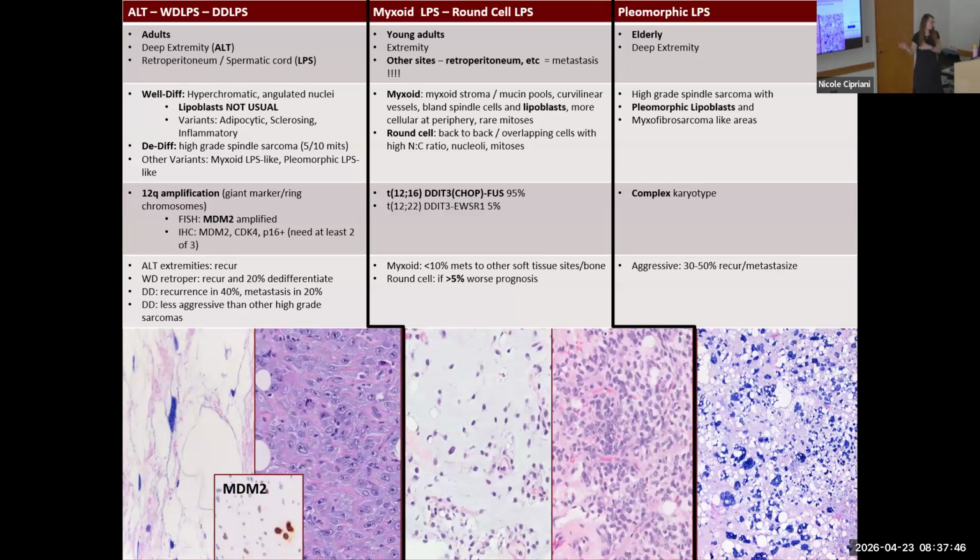If you want a chart of comparison, here it is. Usually myxoid, you're dealing with younger patients, right? ALT, D-diff, you're dealing with adults, and pleomorphic, you're dealing with older adults. We don't look for lipoblasts in atypical lipomatous tumor. We do look for them in myxoid round cell, and we do look for pleomorphic ones in pleomorphic. Round cell, the thing I need you to remember, right, is 5% is thought to be the cutoff for portending poor prognosis. So we try to estimate what percent is round cell.